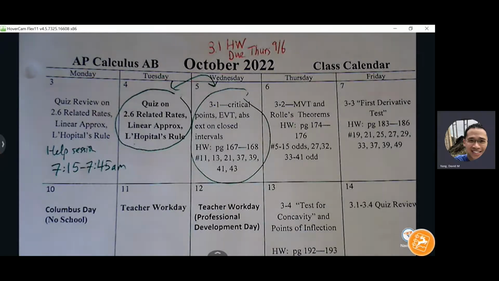Also, I will have a help session Wednesday morning. Tomorrow morning I have a help session with my pre-calc students. Wednesday morning, I'll have a help session going over worksheet 3, and that'll be at 7:15 a.m. I'll send out a reminder this afternoon.